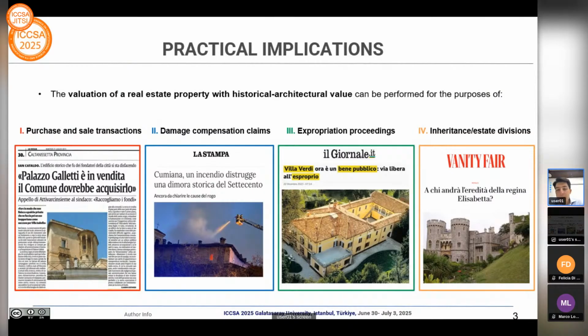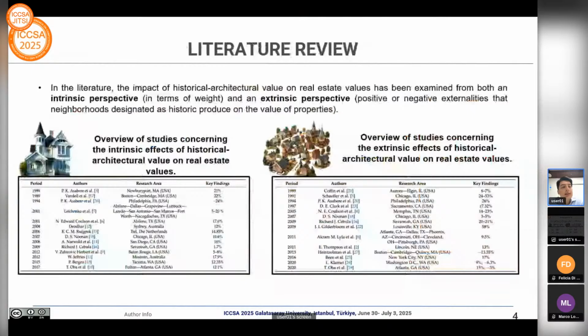In literature, the impact of the historical and architectural component on property value has been examined from both an intrinsic point of view and extrinsic point of view. In intrinsic point of view, in terms of the way that this variable assumes relative to the value of the single properties, and an extrinsic point of view in terms of the positive or negative externalities that neighbors designated as historic produce on the value of properties located within them.